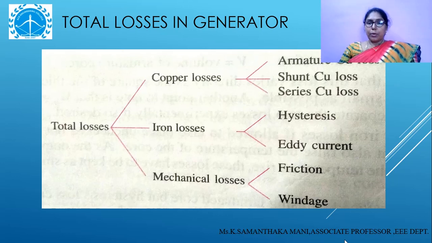This shunt winding accounts for shunt copper losses. Obviously, armature is for armature copper losses. And if you are considering a series generator, it will have armature as well as series field winding. So it accounts for armature copper losses and series field copper losses. Whereas if we are considering a compound generator, this will have shunt copper losses, series copper losses, as well as armature copper losses. So depending upon the type of generator you have chosen, these losses will account.